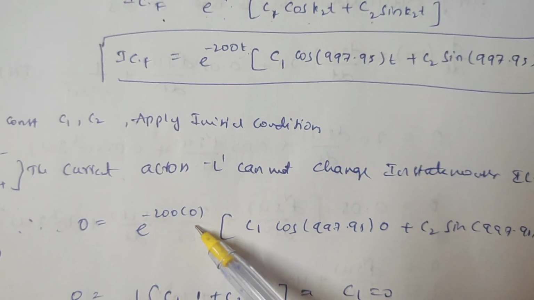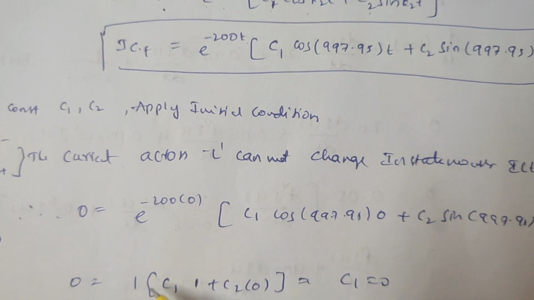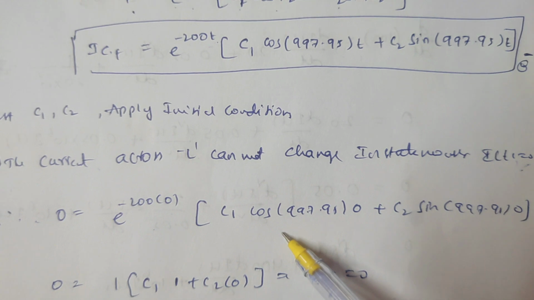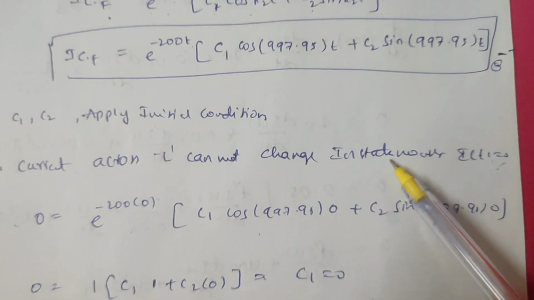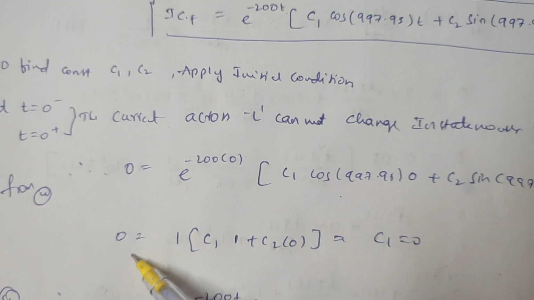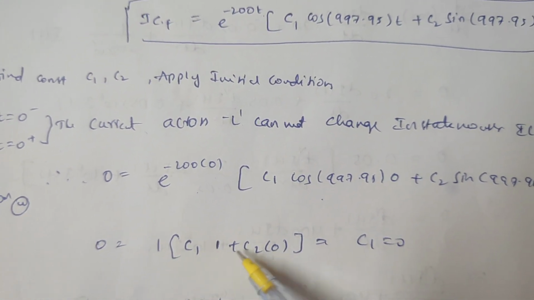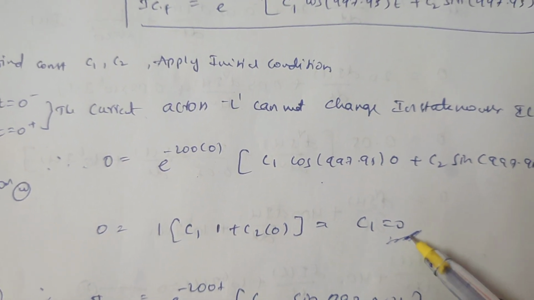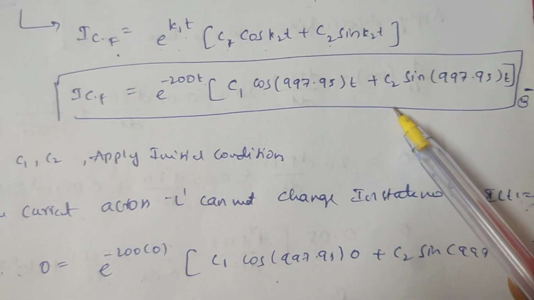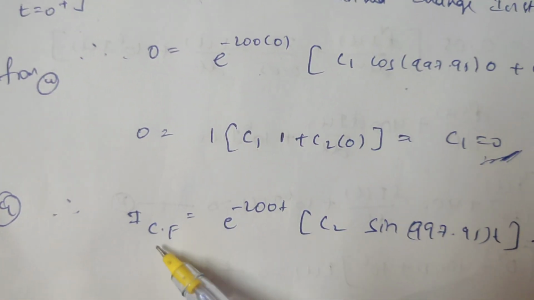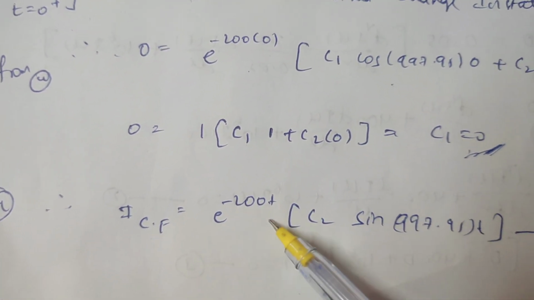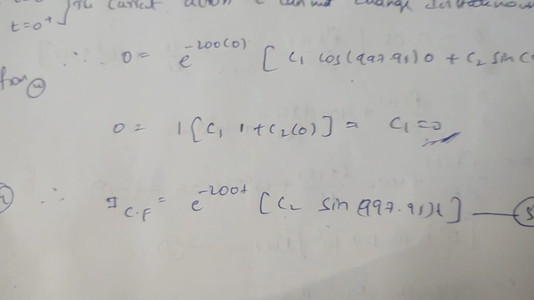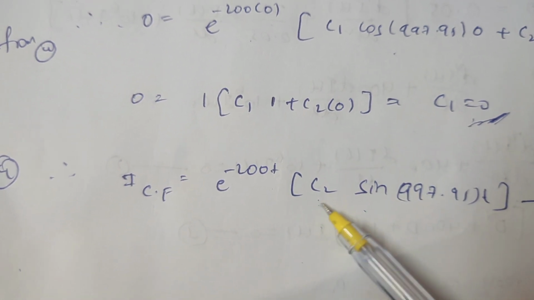So e power minus 200 into 0 means this term becomes e power 0, nothing but the value 1. Again c1 cos 0, so simply substitute t equal to 0. Cos 0 value is nothing but 1, and sin 0 is 0. So we are getting the equation 0 equal to 1 into c1 into 1 plus c2 into 0, that is c1 equal to 0. Simply substitute c1 equal to 0 in equation number 4. So we are getting the final equation, the complementary function, i equal to e power minus 200t into c2 sin 997.95t.